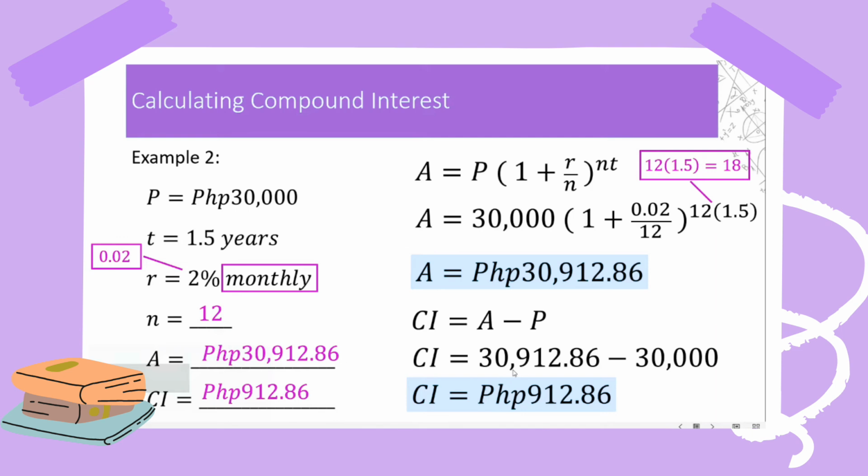And the formula, we will use the same formula for compound interest, where A is the total amount after interest, P is the principal, R is the annual interest rate in decimal, N is how many times the interest is added in 1 year, T is the time in years. So ito yung formula na gagamitin natin to find the total amount.